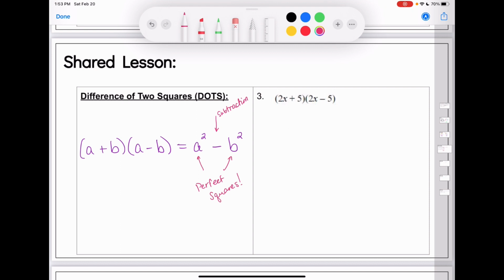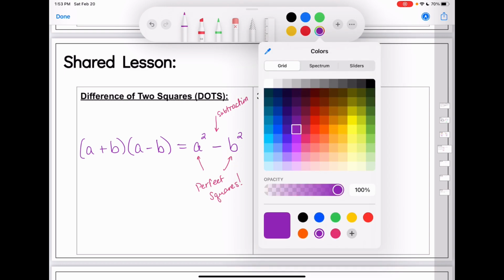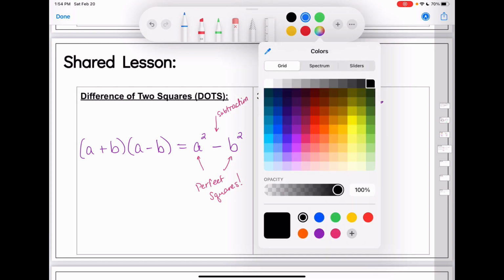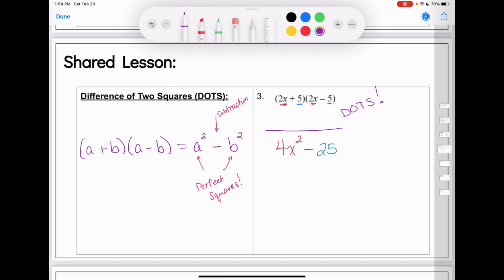Now this is a shortcut that you can use. If you notice that you have the dots situation like we do here in number 3, 2x plus 5, 2x minus 5. Same first term, same second term, 1 plus, 1 minus. I don't have to do the whole FOIL. All I have to do is say, whoa, this is dots. I say, okay, what is a squared? Well, that would be 4x squared. What is b squared? That'd be 25, and it's gotta be subtraction. 4x squared minus 25, using the shortcut, that's all I've gotta do.